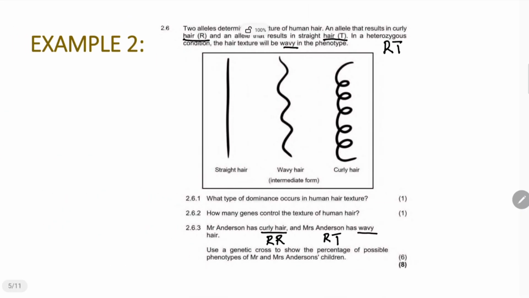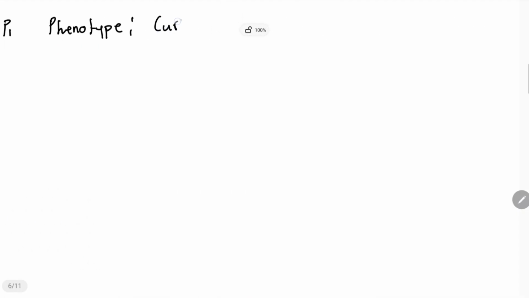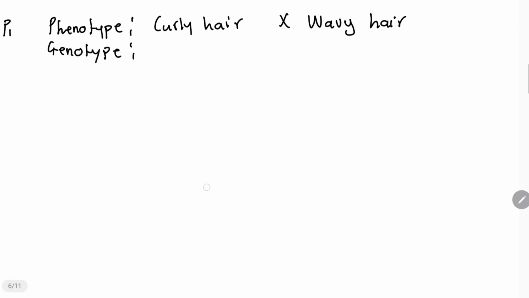Again, here we're going to simply write P1. What follows is the phenotype. Let's go and copy again. Mr. Anderson, curly hair, and Mrs. Anderson, wavy hair. So we're going to write curly hair crossed with hair that is wavy. Below phenotype now comes genotype. Let's copy one more time. Here we're going to have capital letter R, capital letter R, crossed with capital letter R, capital letter T.